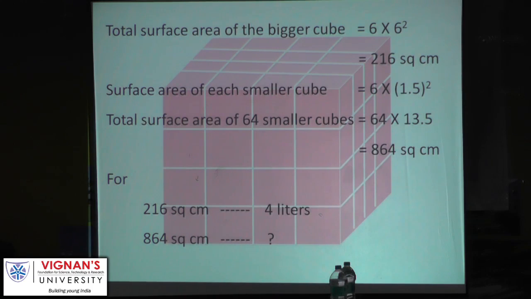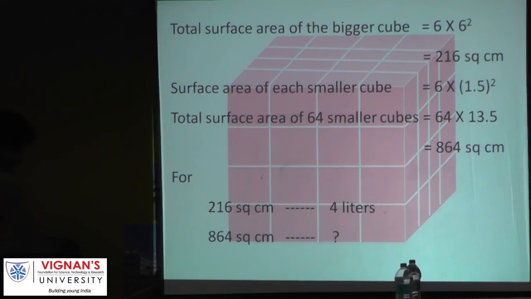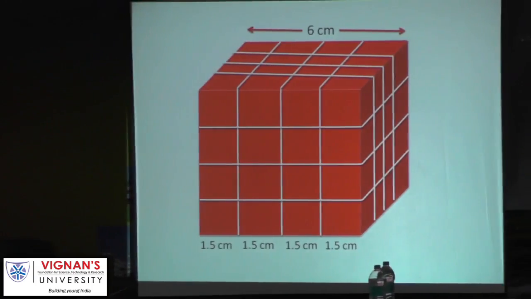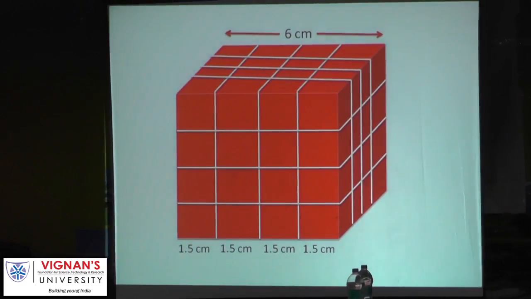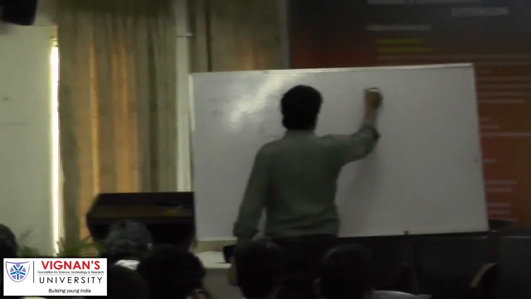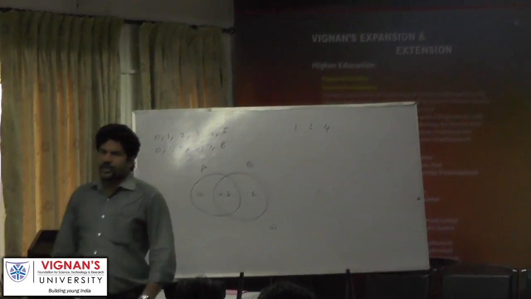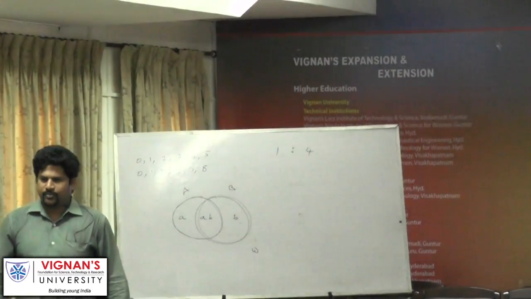Next time, this is just to make you understand. Next time a question is given like this, the shortcut is: if one edge is divided here, each edge is divided into how many pieces? Edge is divided into how many parts? One edge is divided into 4 parts. Paint requirement also increases in the same ratio.